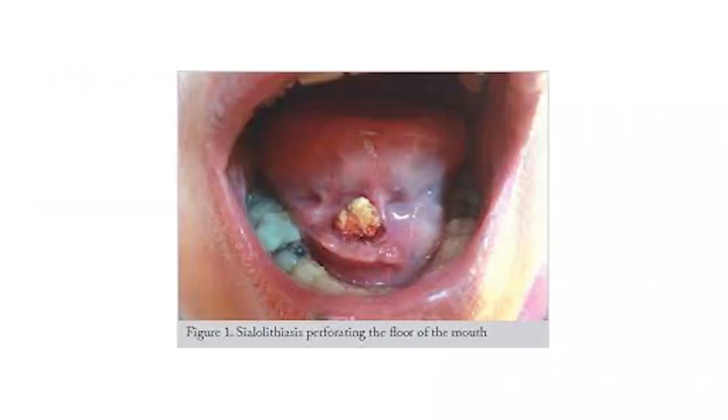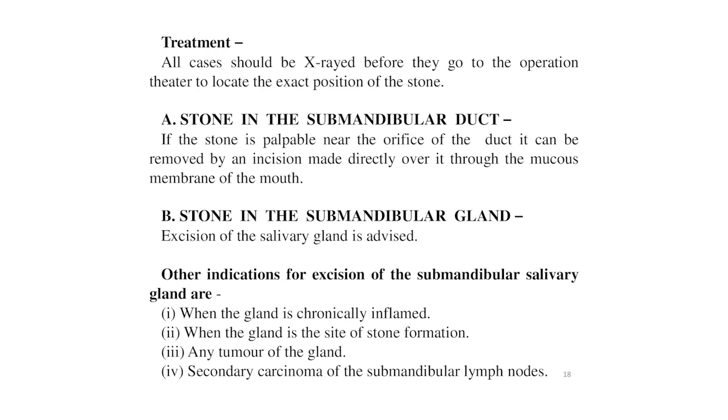Dear students, here is another image showing the submandibular sialolithiasis. Calculus in the submandibular duct is clearly seen, perforating the floor of the mouth. Now the treatment. All cases should be x-rayed before they go to the operation theatre to locate the exact position of the stone. First is a stone in the submandibular duct.